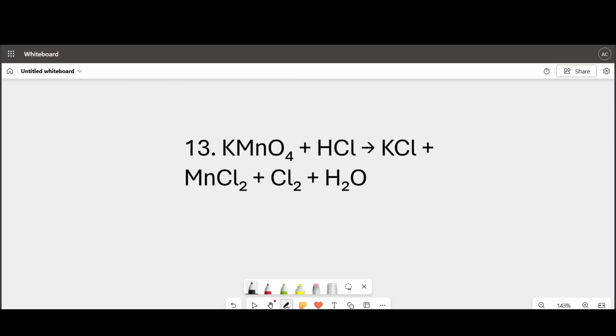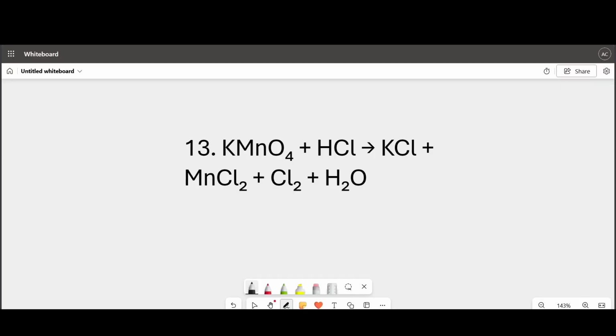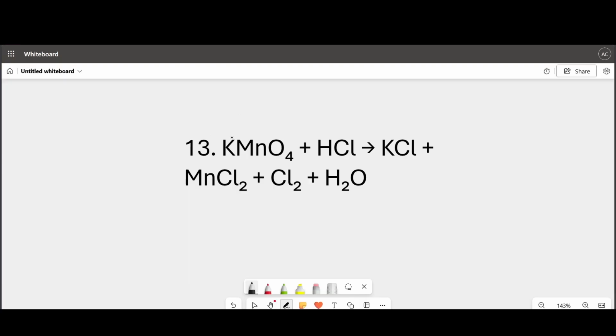search for what K is. Potassium, then Mn is manganese. We got potassium, manganese, and oxygen, and hydrogen and chlorine. Okay.